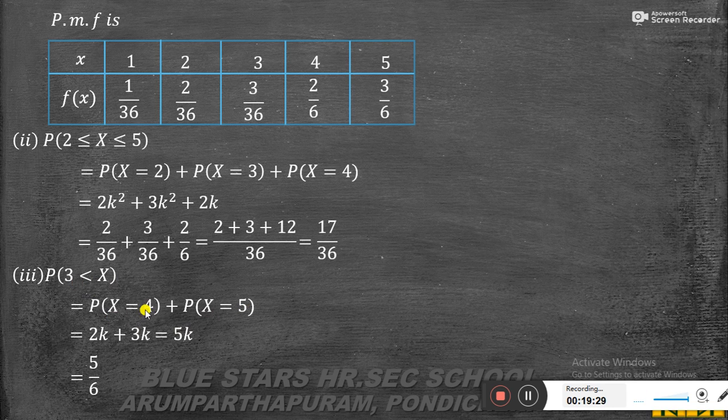So I substitute. Probability of x equal to 4 means the probability mass function is 2k, 2 by 6, I write it. Next, probability of x equal to 5 means 3k. We add it to get 5k. We know that the k value is 1 by 6, so 5 by 6. This is the answer for probability of 3 less than x. Probability of 3 less than x is 5 by 6. This is the answer.